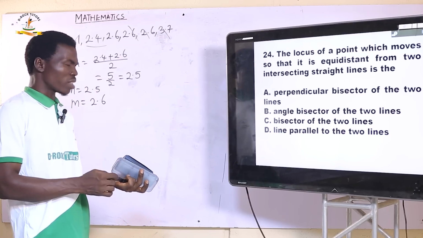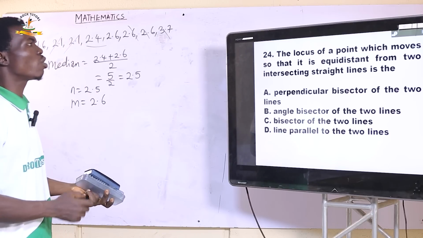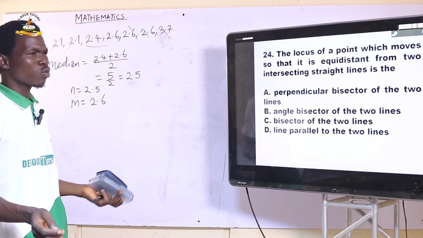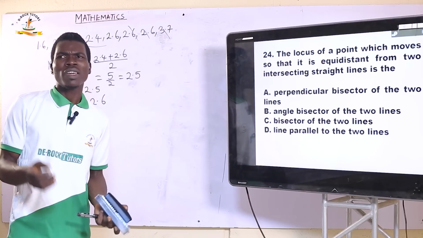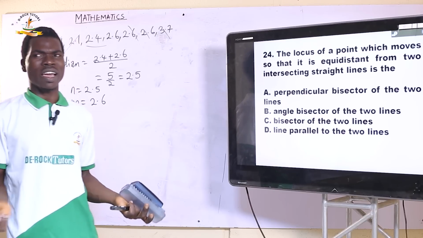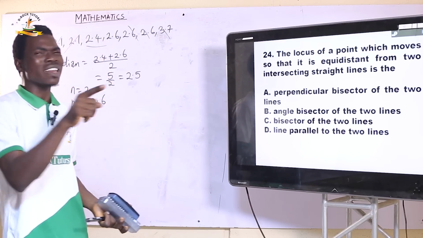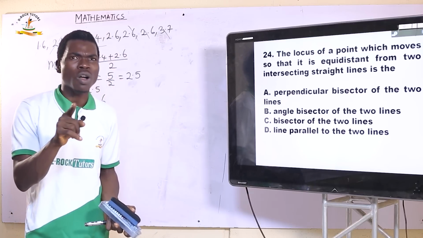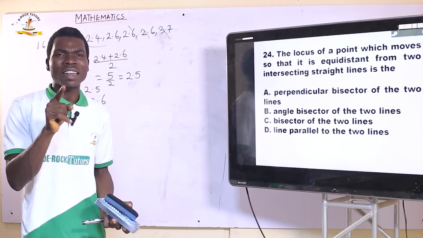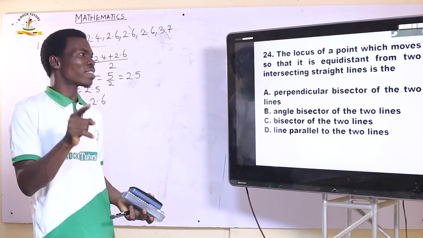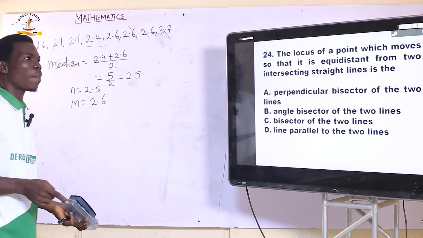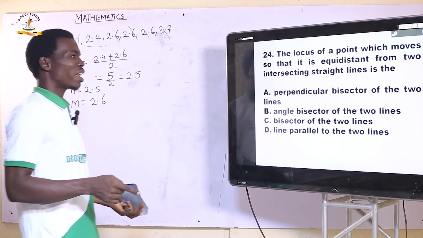Our next question says the locus of the point which moves so that it is equidistant from 2 intersecting straight lines is what? Locus is not the problem. If you have 2 intersecting straight lines, the locus of a point which moves and is equidistant from the 2 straight lines is simply a line that is the bisector of the lines. So it's a perpendicular bisector of the 2 lines.